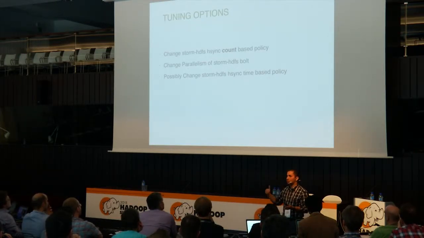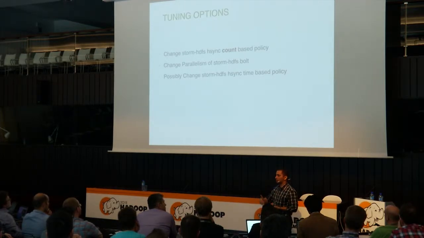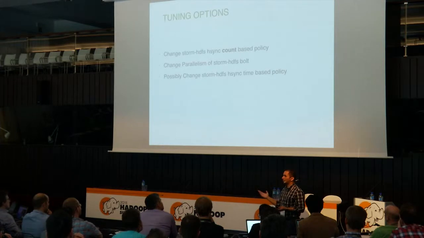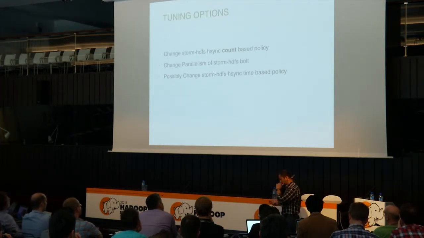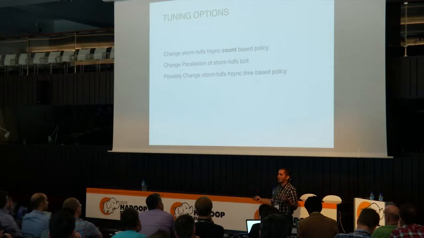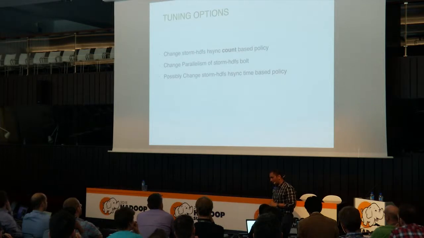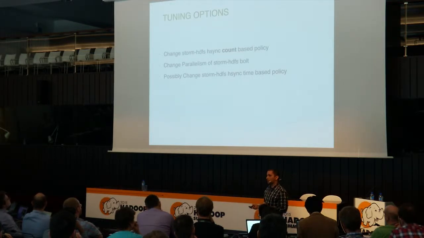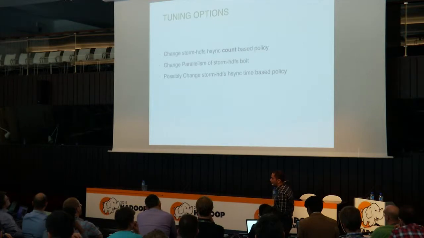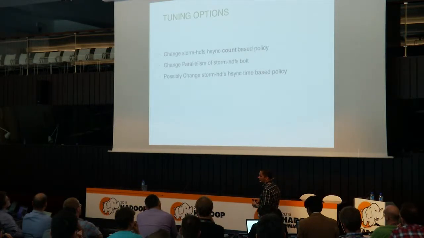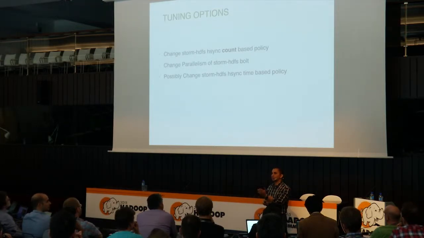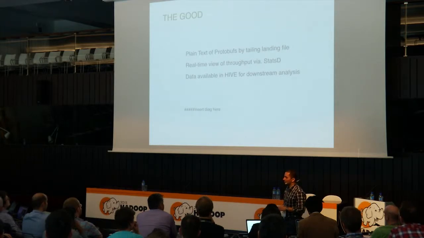So these tuning options you are going to run into when you deal with changing throughputs. If your pipeline is ingesting 100 messages a second, and next week you add more servers and now it's 2,000 messages a second, those are some of the things you'd have to do. And this thing I haven't looked into much, but it's possible to have a time-based sync policy in the Storm HDFS bolt, wherein your records would be synced into HDFS based on a time period. I'll cover in the future why that would be interesting. But for now, those are some of the tuning options.